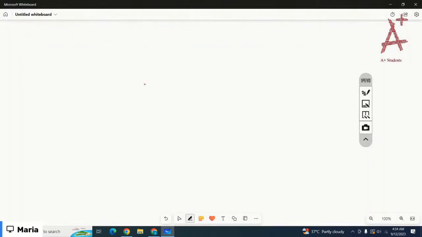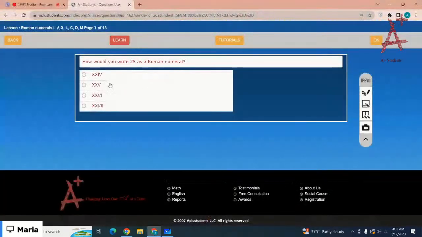Okay, you have to write 25. So you can write 20 plus 5, right? So you can write 20 as XX and for 5 you have to add V. So it is XX and V, right? That is option number 2, the correct option.